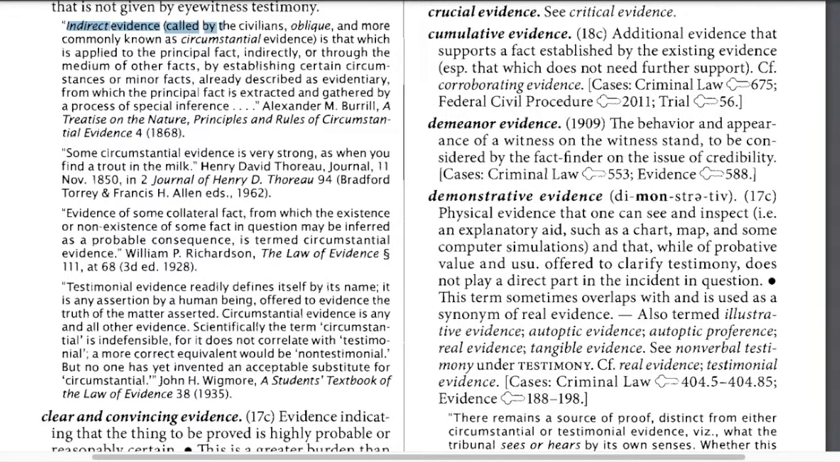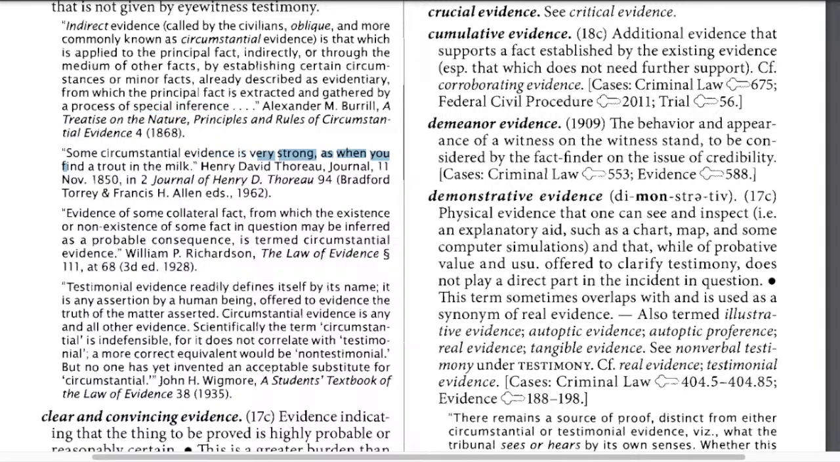Indirect evidence, called by the civilians oblique and more commonly known as circumstantial evidence, is that which is applied to the principal fact. Remember we went over principal fact, ultimate fact, indirectly or through the medium of other facts. So indirect evidence is that which is applied to the principal fact, indirectly or through the medium of other facts, by establishing certain circumstances or minor facts already prescribed as evidentiary, from which the principal fact is extracted and gathered by a process of special inference. Special inference. That's a special process there.